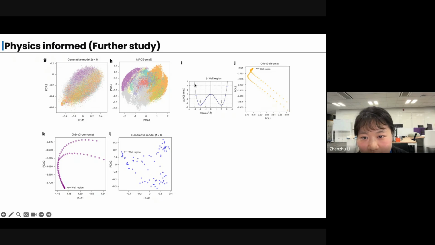But this is still from appearance. So we checked with one material system. This is the double well of tin selenide. So tin selenide has the double well in its phase transition. And we want to check two things here. One is that this potential energy surface is smooth. So if the model learned the physics, it should develop a smooth trajectory in the embedding, right?